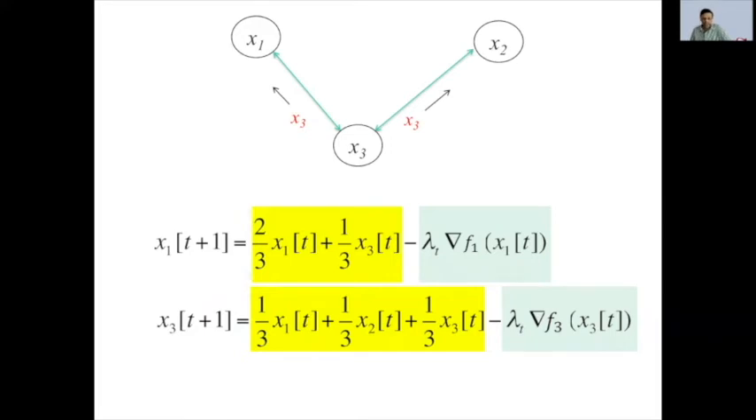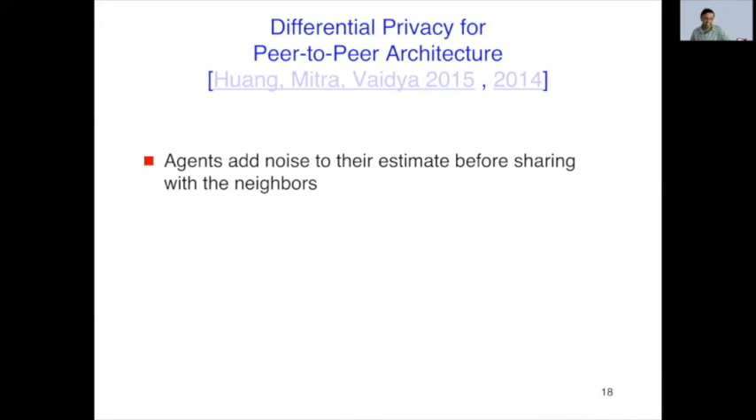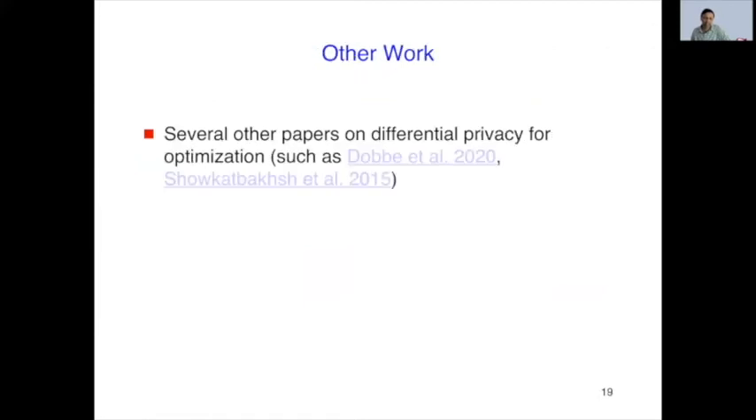So if you want to achieve differential privacy, then you want to modify this algorithm somehow. And as before, what the agents will do is to modify the information they're sending to their neighbors so that the neighbors will learn less than they would have learned using the baseline algorithm about the cost function of the sender agent. So the idea is the same or very similar. Agents add noise to their estimates before sharing their estimates with the neighbors.